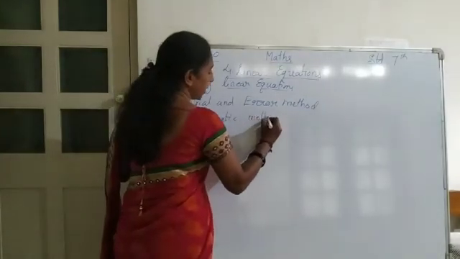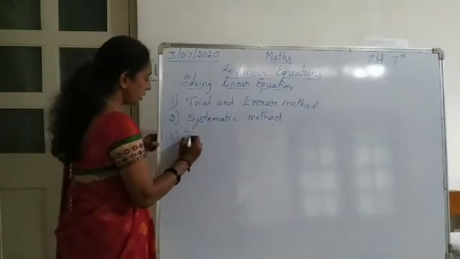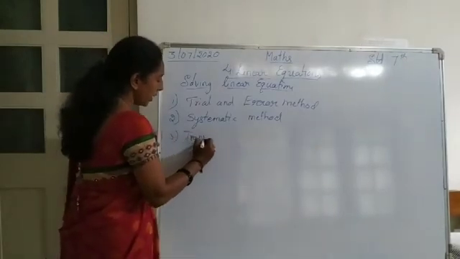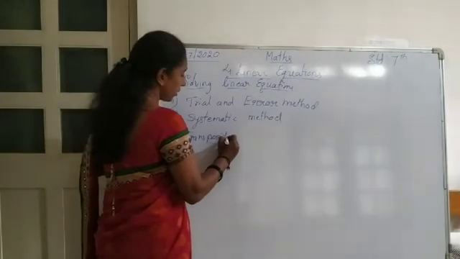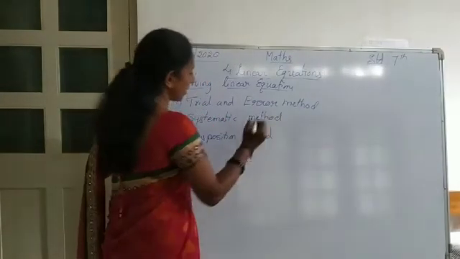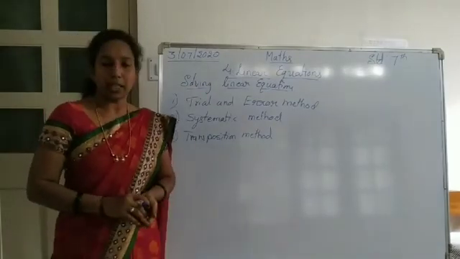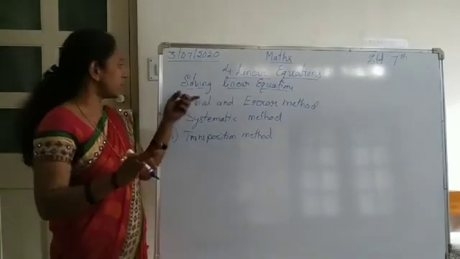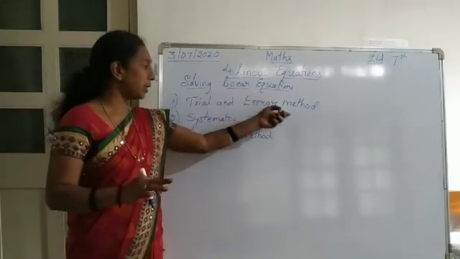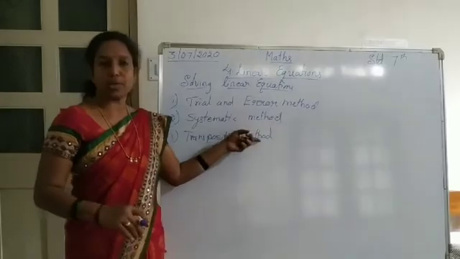Systematic method. And the third one is called transposition method. These are the three types of solving the linear equation. First one is trial and error method. Second one is systematic method. Third one is transposition method.